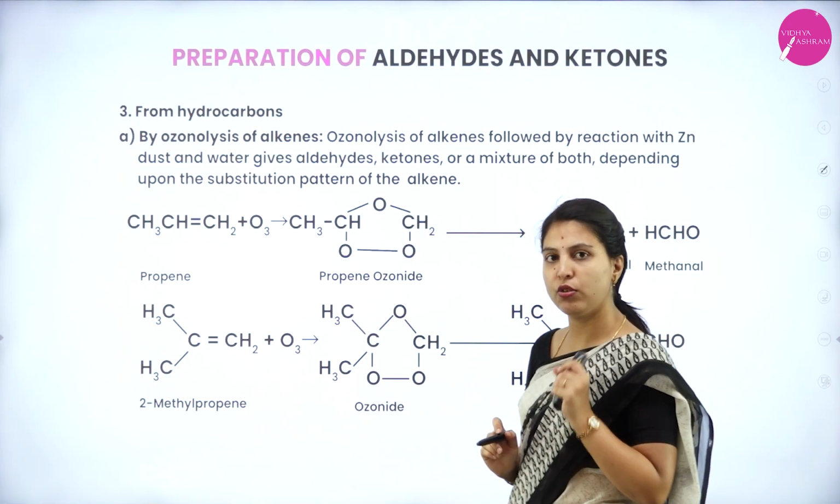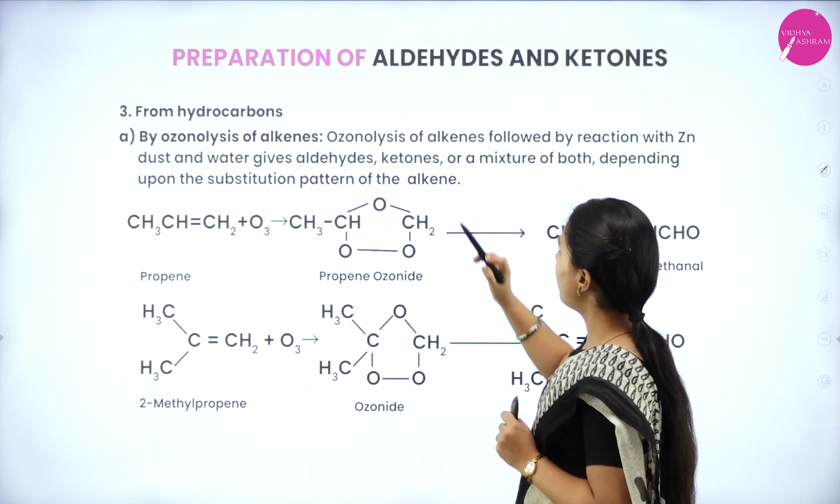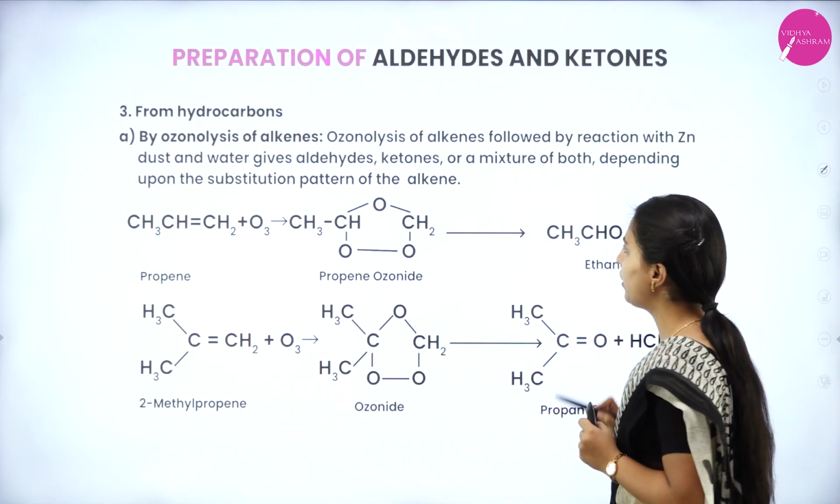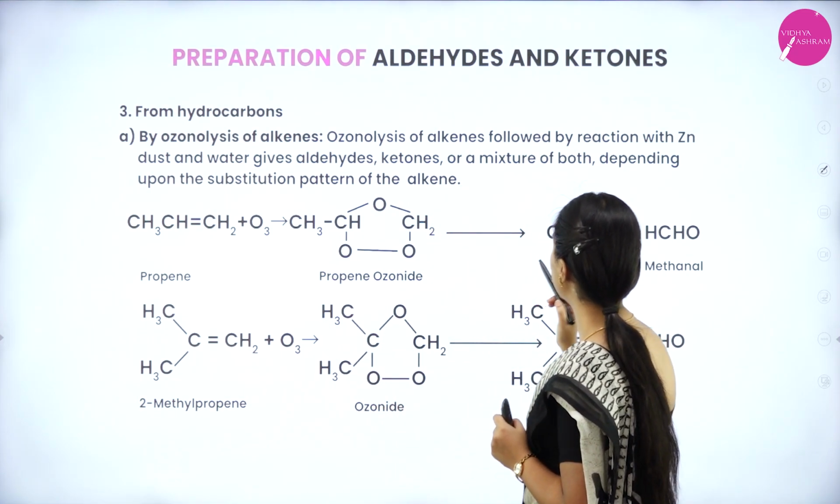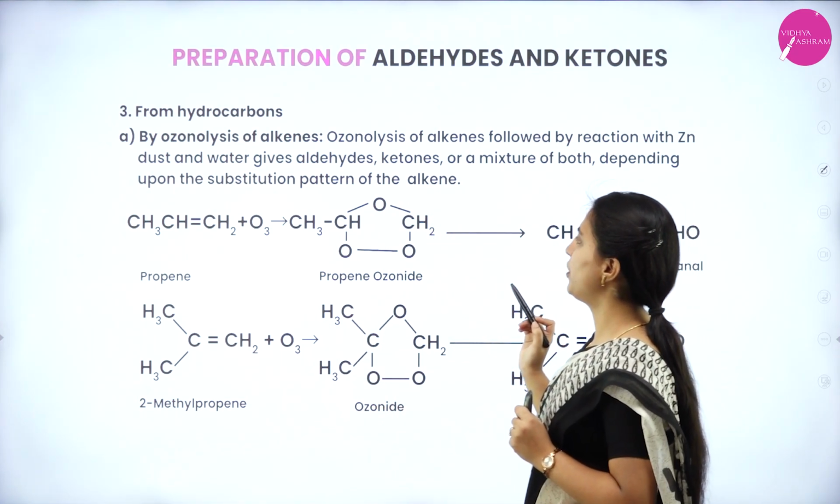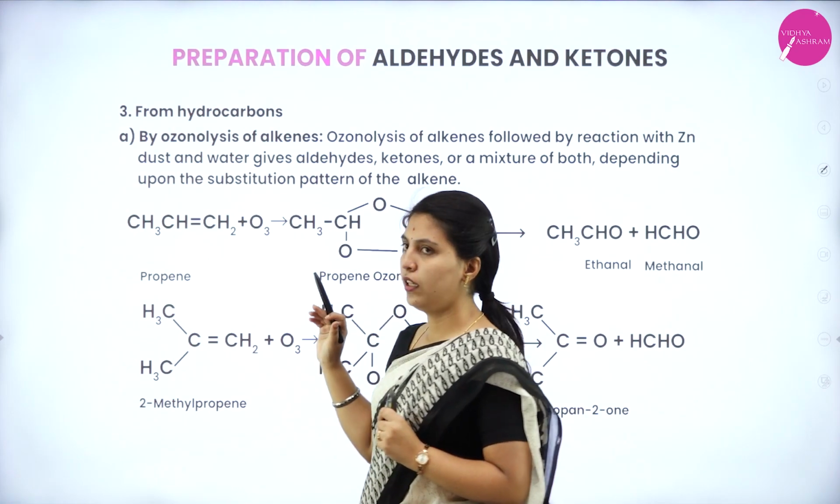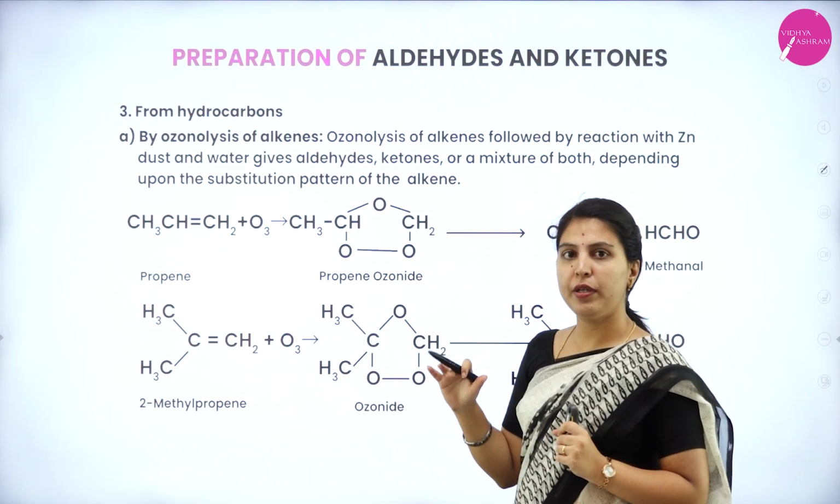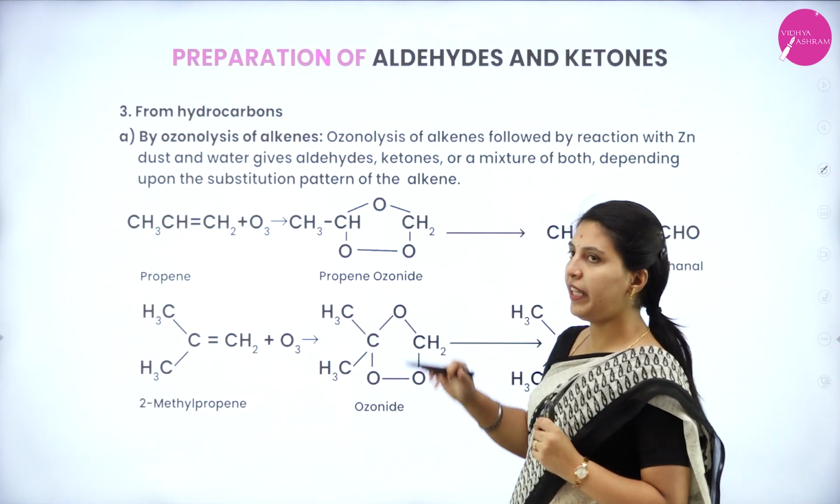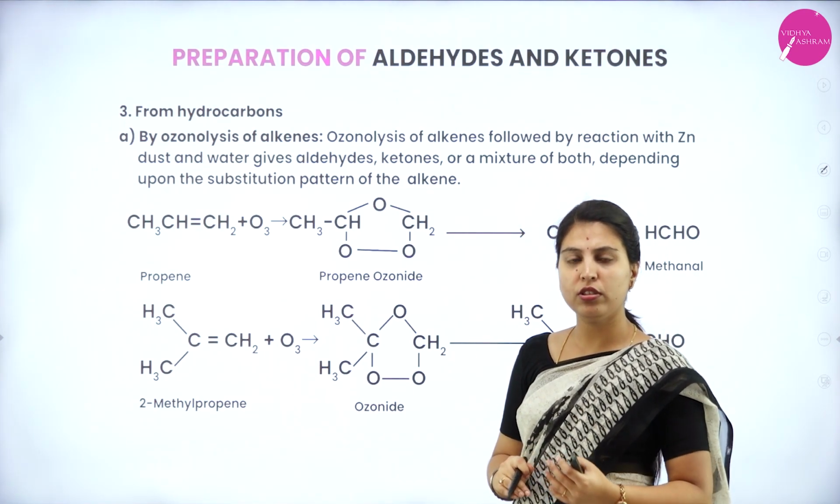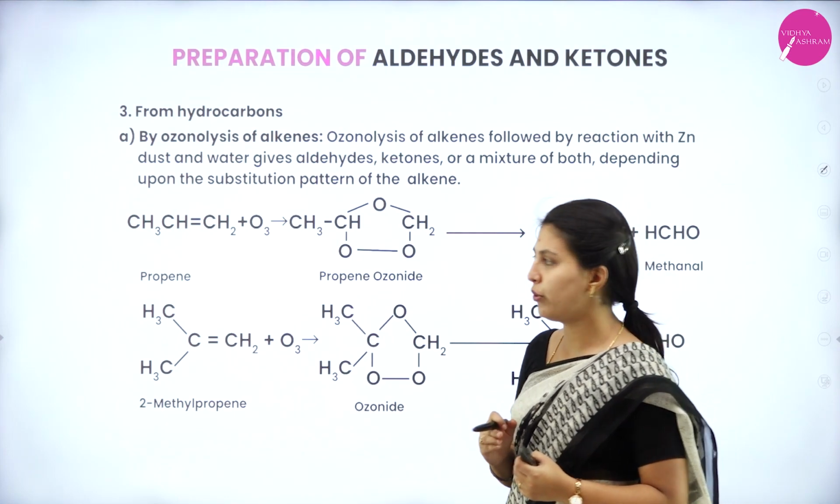So for alkenes, an ozone molecule will be added. Ozonolysis of alkenes followed by reaction with zinc dust and water gives aldehydes, ketones or a mixture of both depending upon the substitution pattern of the alkene. Here zinc dust and water will be used. Okay. Also it may give separate aldehydes or ketones or a mixture of both aldehydes and ketones also.